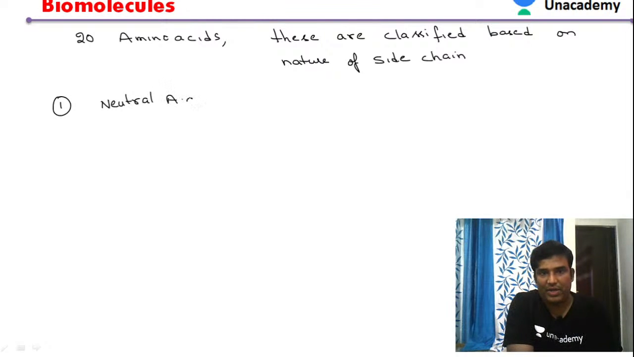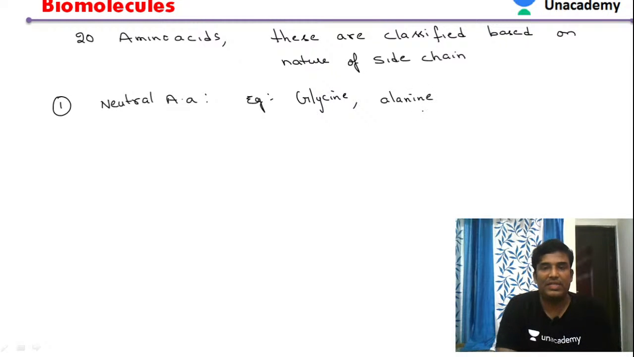Neutral A.A. means amino acid. So for neutral amino acids, the best examples are glycine and alanine. These are the best examples of neutral amino acids. So let us see something about the glycine structure.